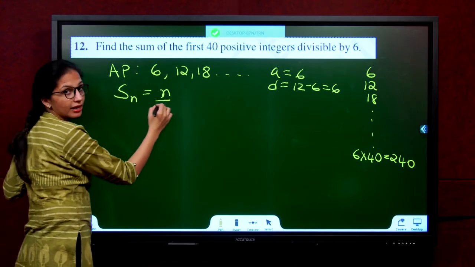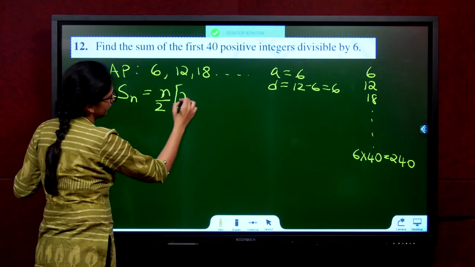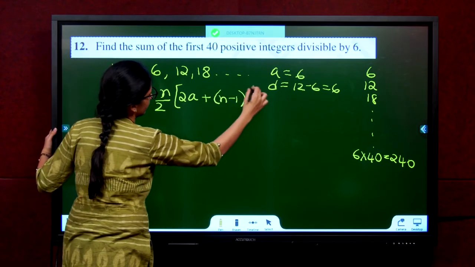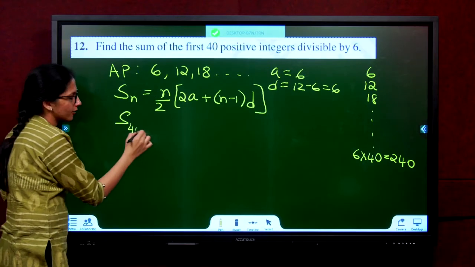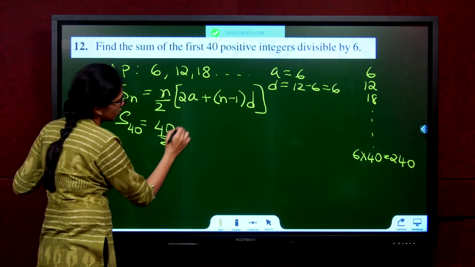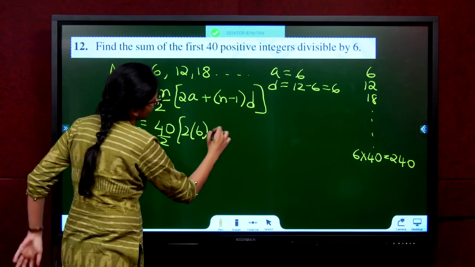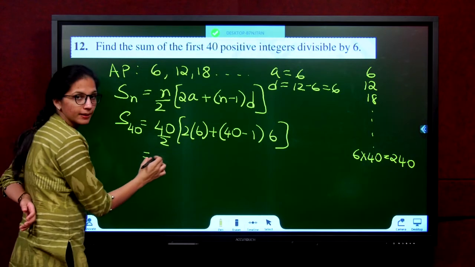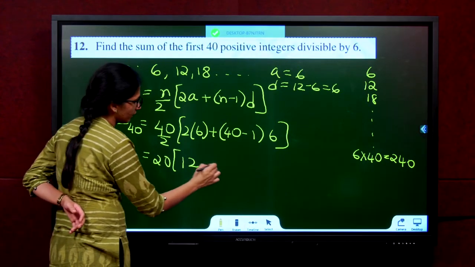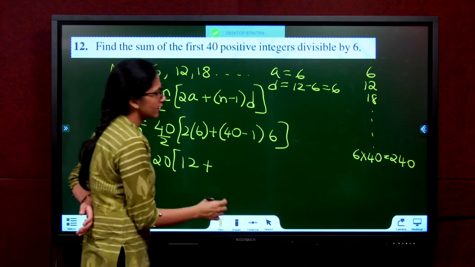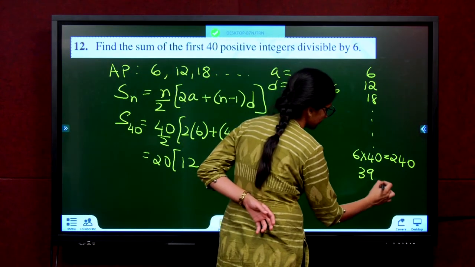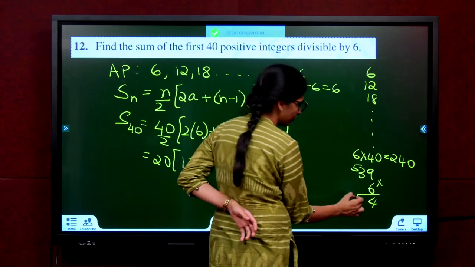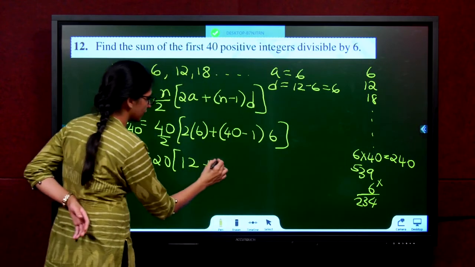Now, Sn is equal to n by 2 into 2a plus n minus 1 into d. S40 is equal to 40 by 2 into 2 into 6 plus 40 minus 1 into 6. 40 by 2 is 20, 2 6s are 12, 40 minus 1, 39. 39 into 6. 6 9s are 54, 6 3s are 18. 18 plus 5, 23. So that becomes 234.